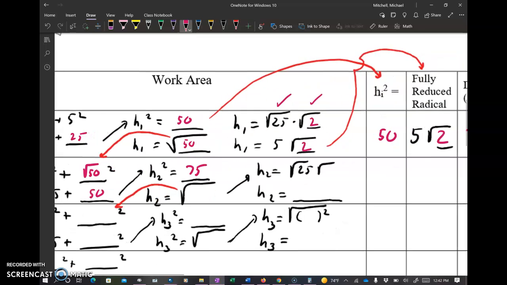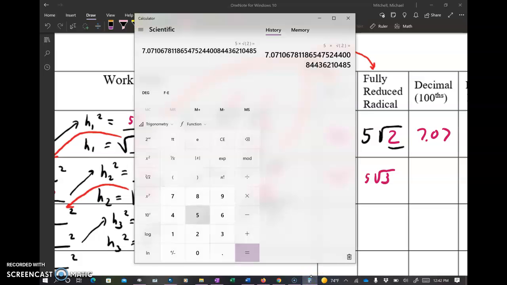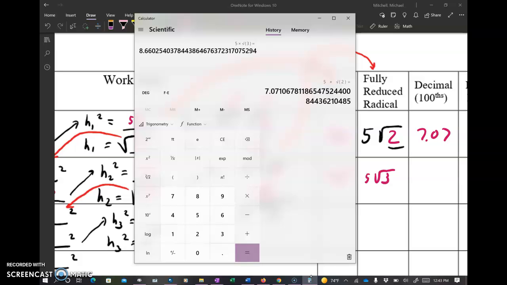75, ooh, that fits in my pattern, that goes right there. We're going to have the square root of 75. This was 25 times 2. This one's going to be 25 times 3, which gives us 5 root 3. Hey. Could be a pattern, could be a pattern. And then we can get out our calculator. 5 times square root of 3. And I get 8.66.